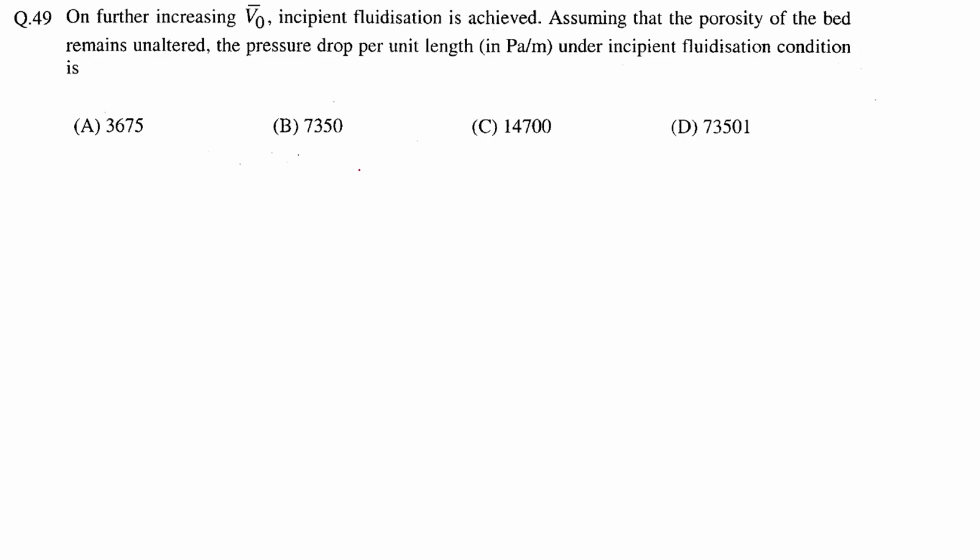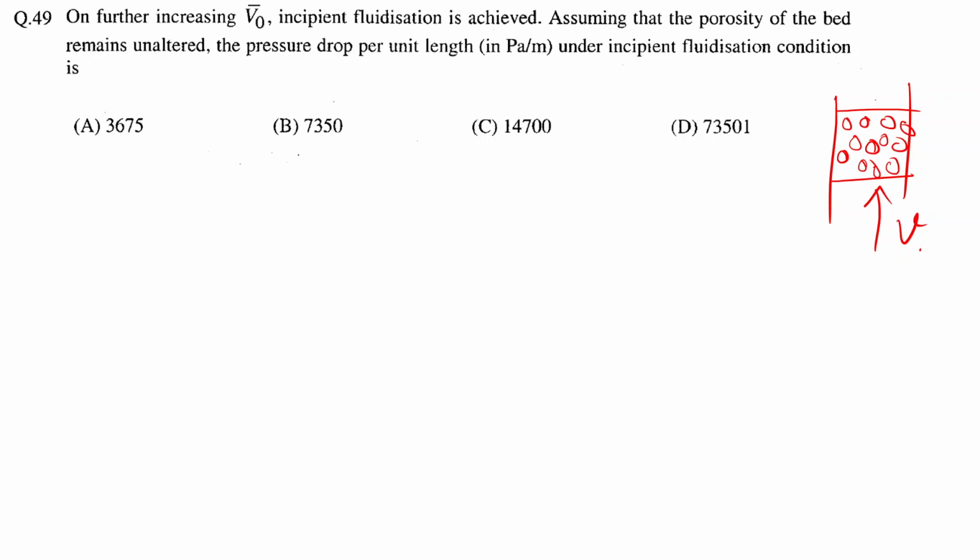Now from the same data, we have been asked this question number 49, which is, on further increasing the V bar, incipient fluidization is achieved. Assuming that the porosity of the bed remains unaltered, the pressure drop per unit length under incipient fluidization condition is dash. So this states that we were having a packed bed, and then on increasing the velocity until a certain point, this incipient fluidization is achieved. That is, the packed bed will become fluidized, and we have been asked to find the pressure drop per unit length under the incipient fluidization condition.